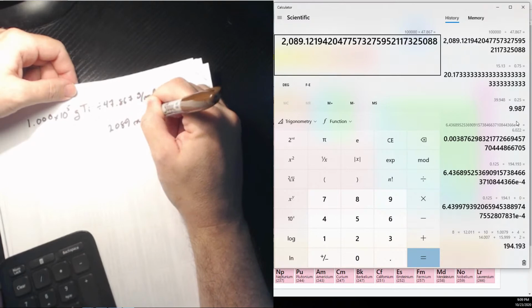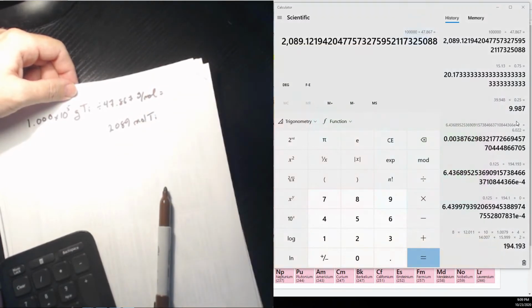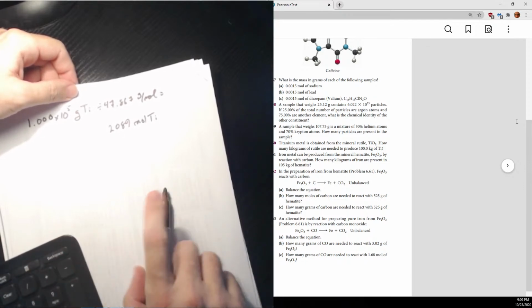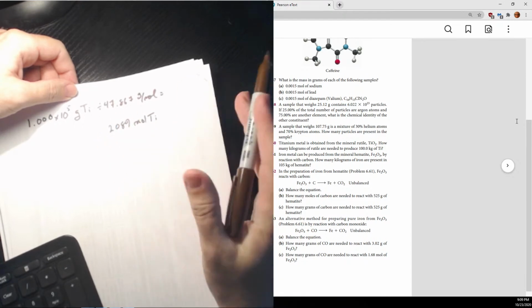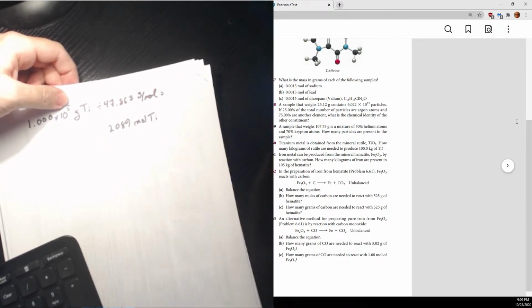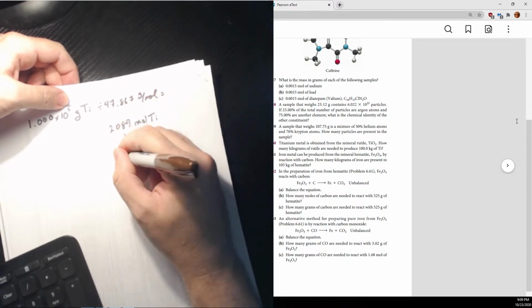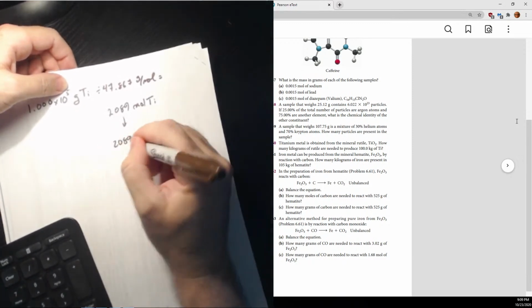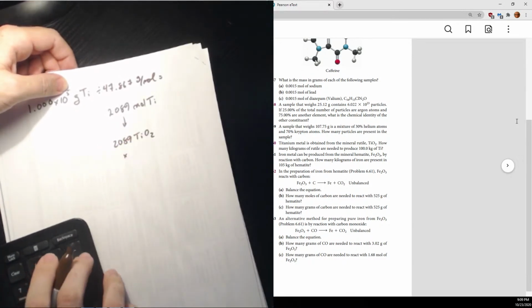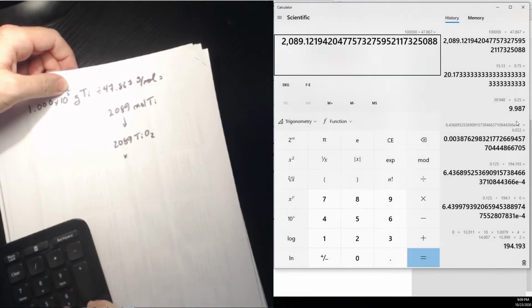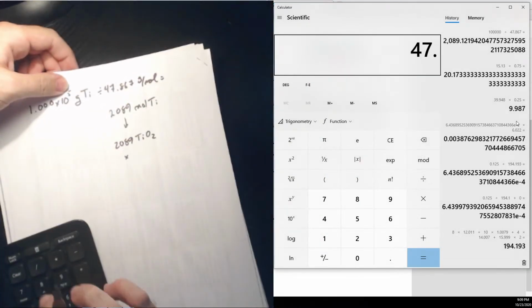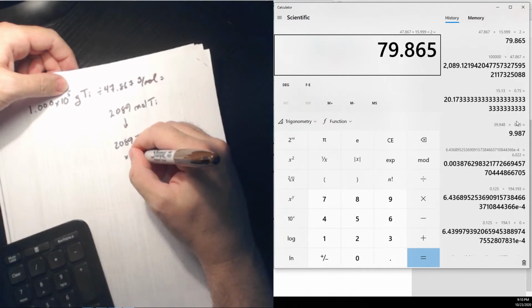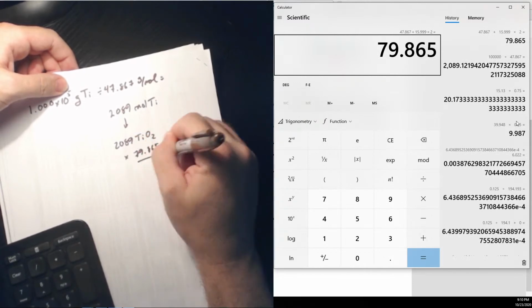2,089 moles of titanium. Now, the thing is, when you look at the rutile, it's a 1-to-1 relationship between rutile and titanium because there's one titanium atom in every one unit of titanium oxide. So, just boom. Just a nice direct relationship. And then we just need the molar mass of our rutile. 47.867 plus 15.999 times 2. 79.865 grams per mole.